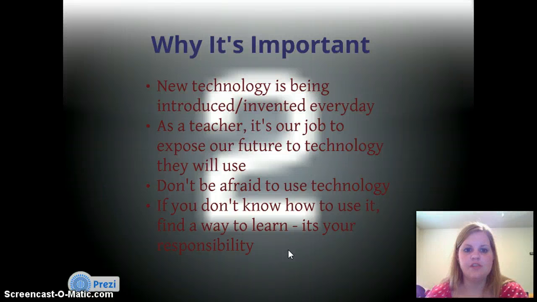New technology is being introduced and invented every day. As a teacher, it's your responsibility to prepare students for the future, and that includes future technologies that they could use. If you don't really use any technology besides the obvious calculator one, don't be afraid to ask if there are workshops to find new technologies, or if you don't know how to use it, try to find a workshop that will help you learn it, because it's your responsibility, because nobody else is probably going to show them how to use it.